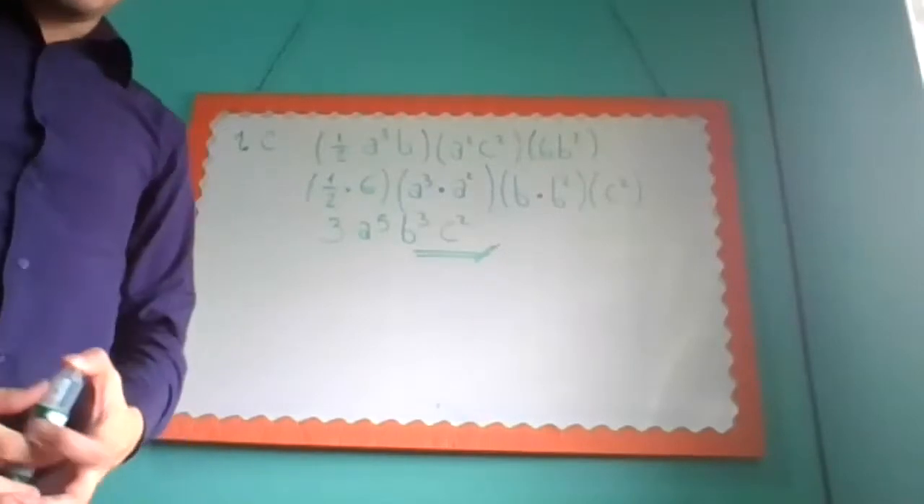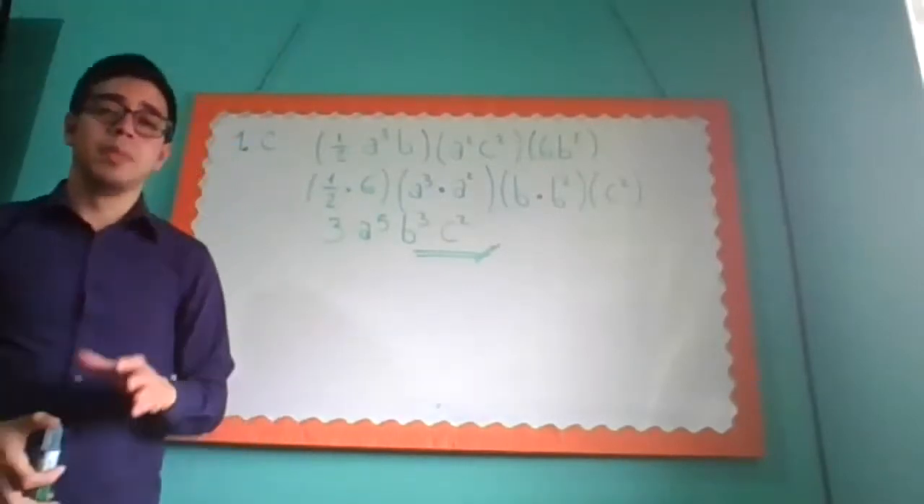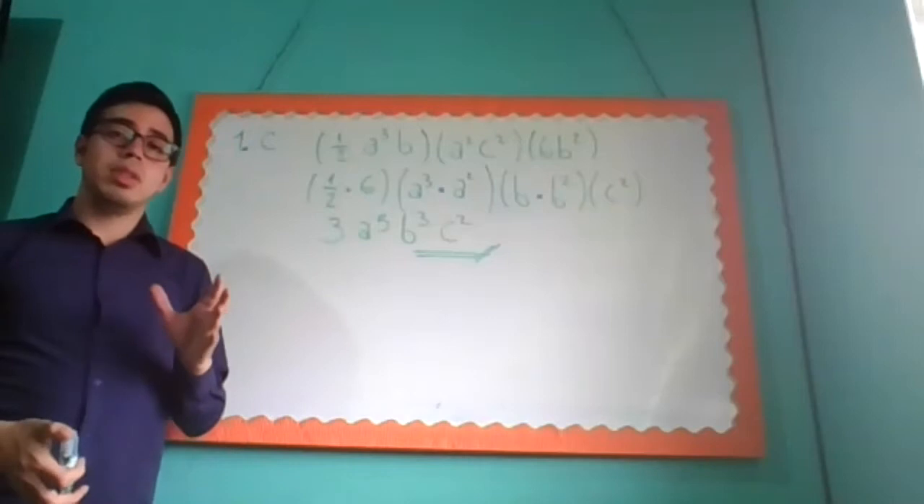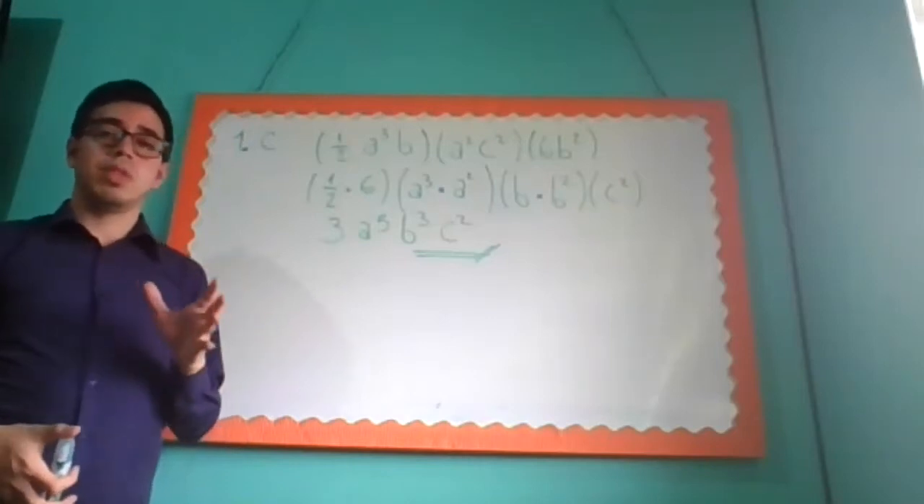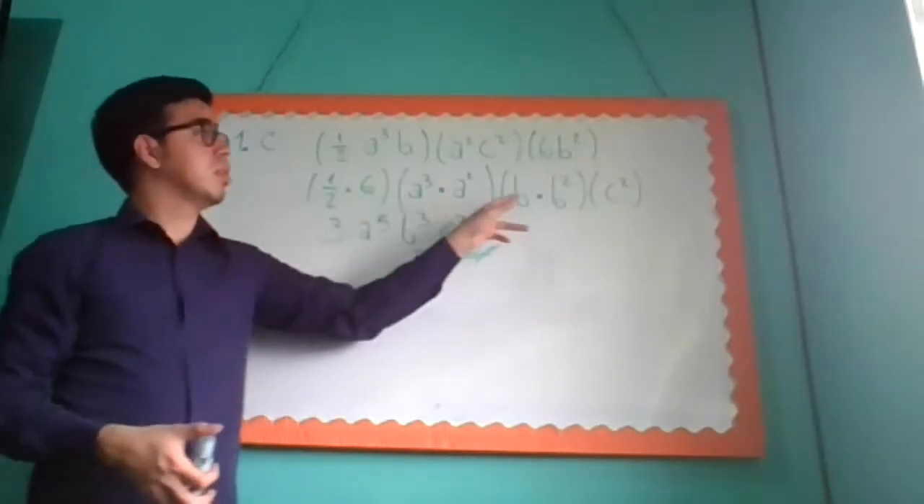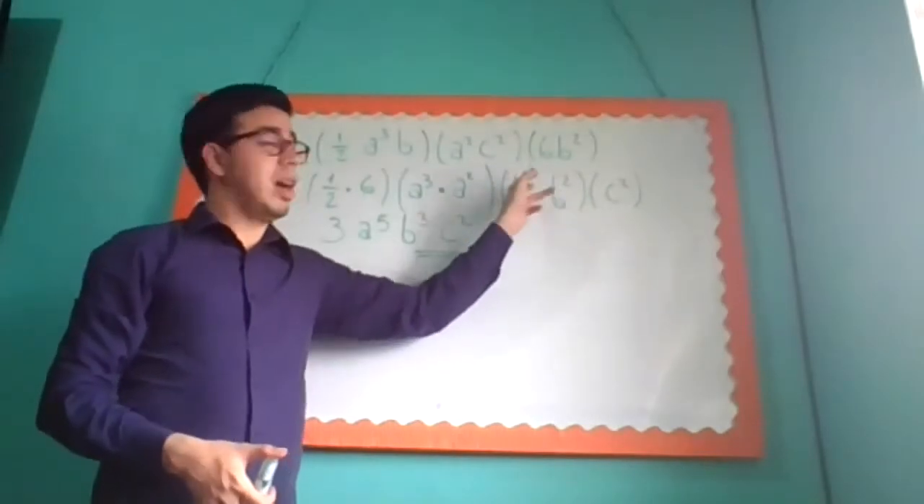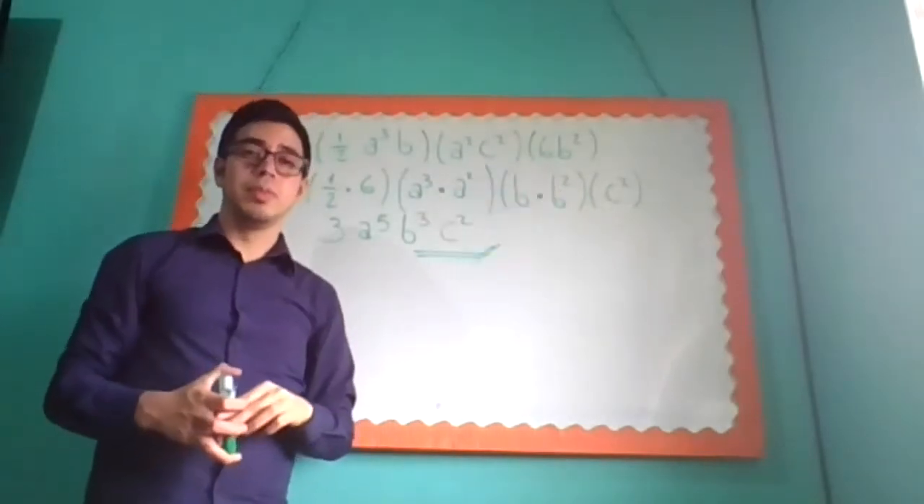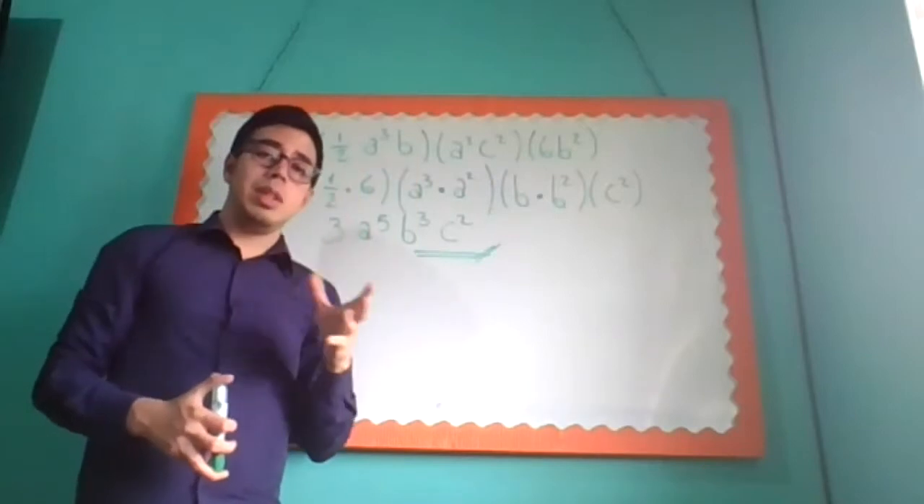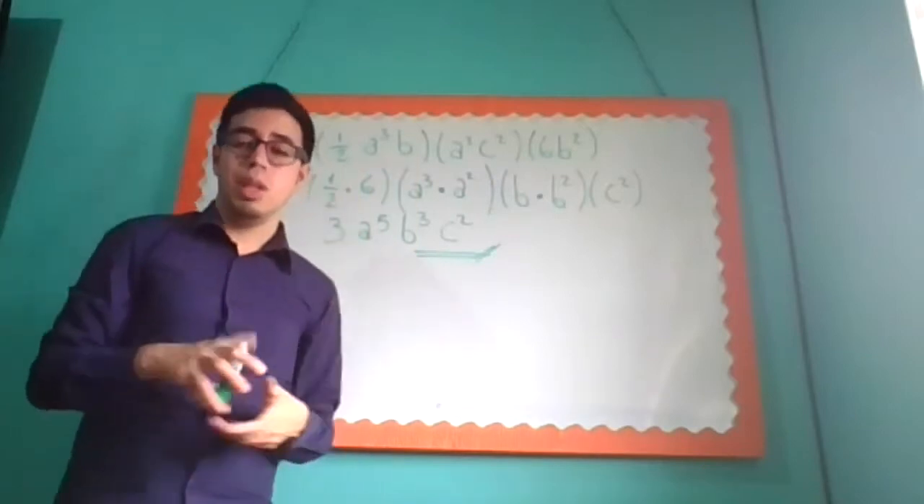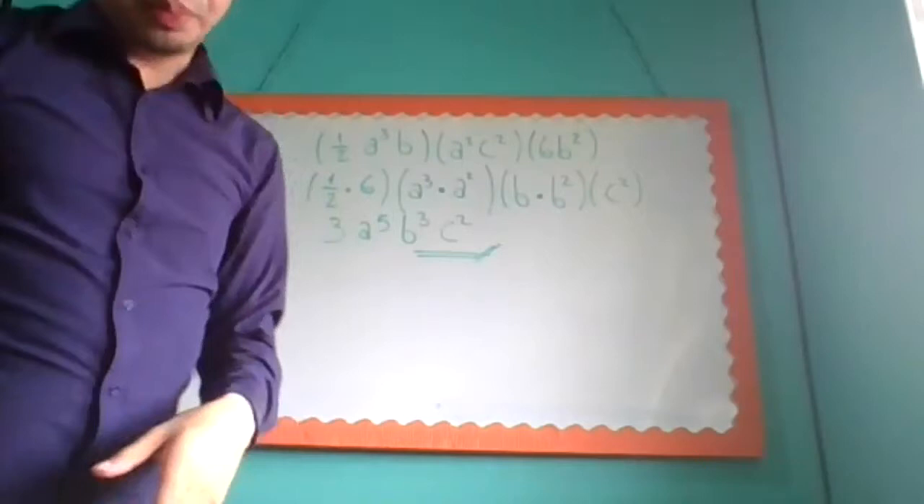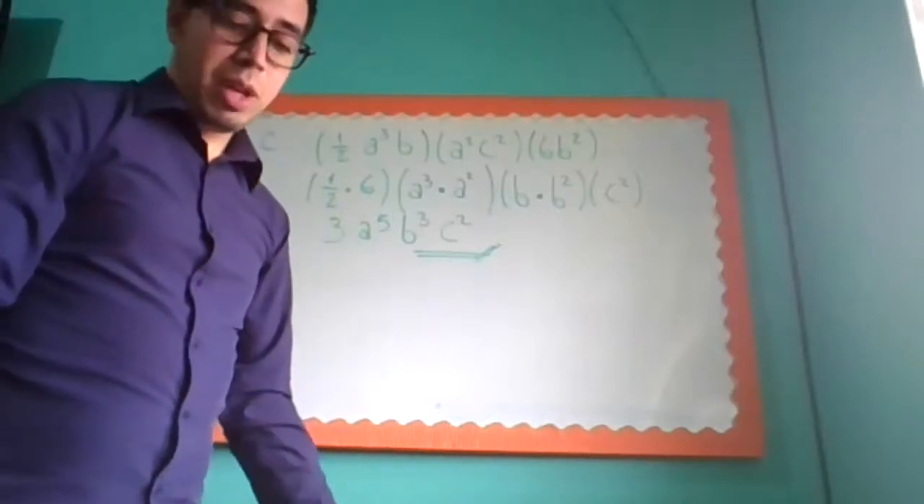So as you can see, the multiplication is an easy operation if you remember the properties of the exponents. We add the exponents when it's a multiplication. Remember that if we have a division, we subtract. So in here we need to add the exponents. Okay.